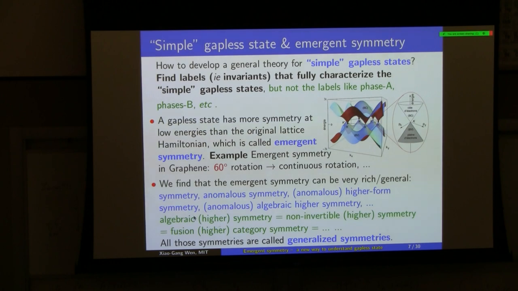And this so-called algebraic higher symmetry has many different names. It's a new concept, so different people give different names. It's also called non-invertible symmetry, or fusion category symmetry, and things like that. Okay. So we call all this symmetry generalized symmetry. That is a recent development. We see more and more symmetry.